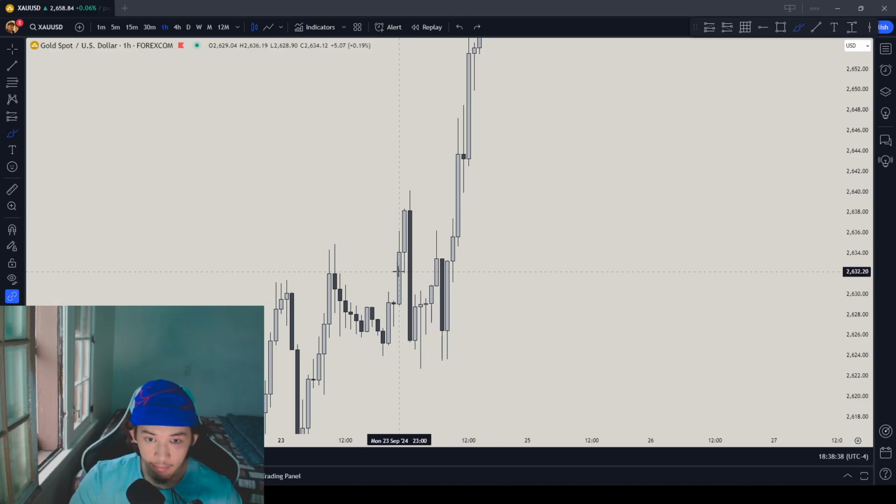Now what happened over here? This fair value gap got inverted, right? This is another topic to go over: inversion of a fair value gap, right?